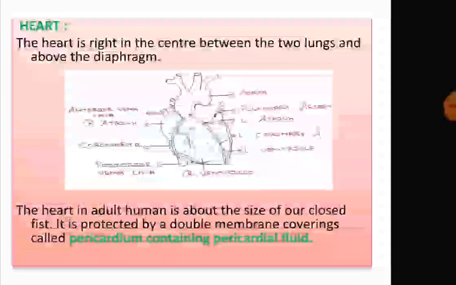This is the location of the heart. It's situated right in the center between the two lungs and above the diaphragm. Now, the heart is four-chambered; it consists of four chambers. The two auricles, also called atria, and two ventricles.